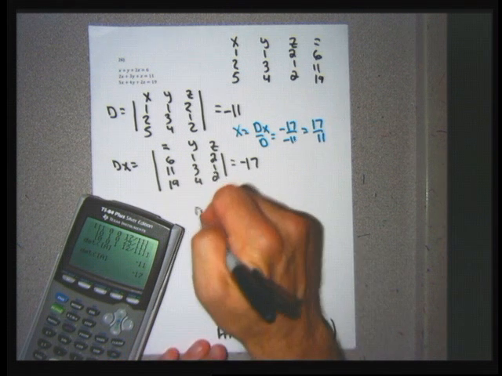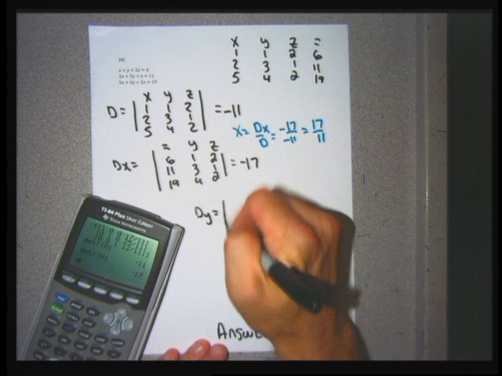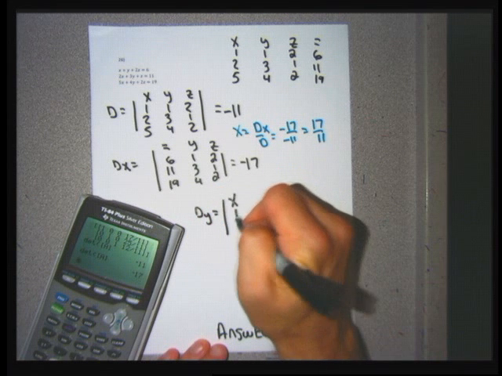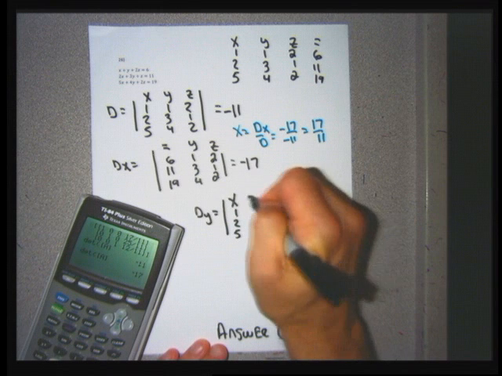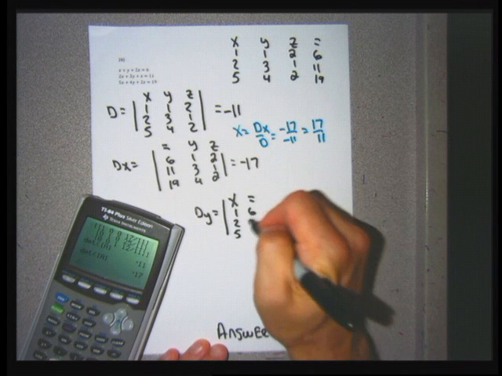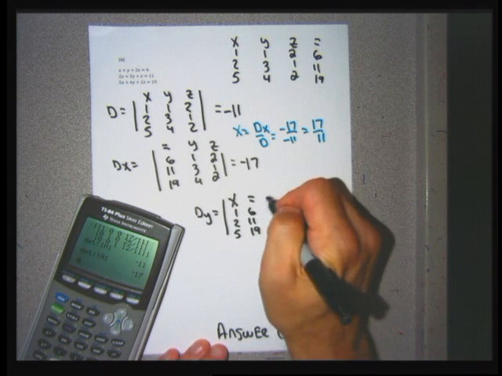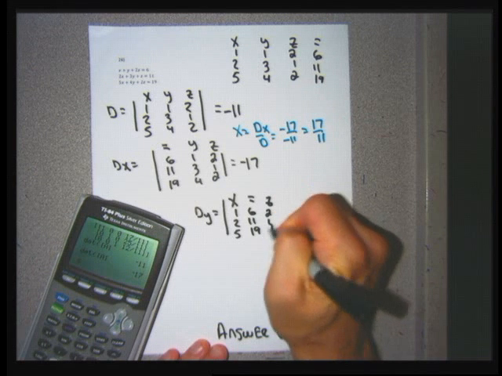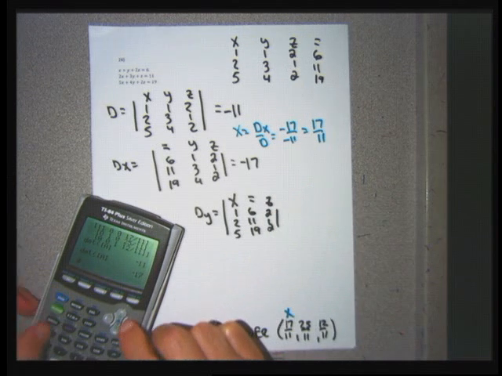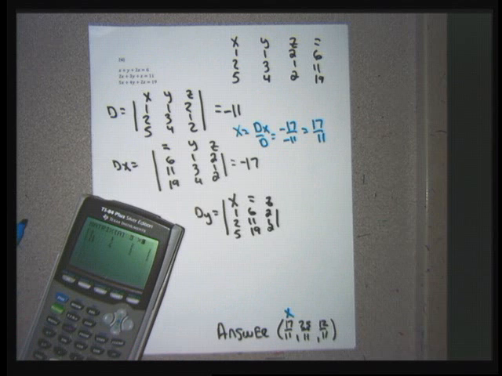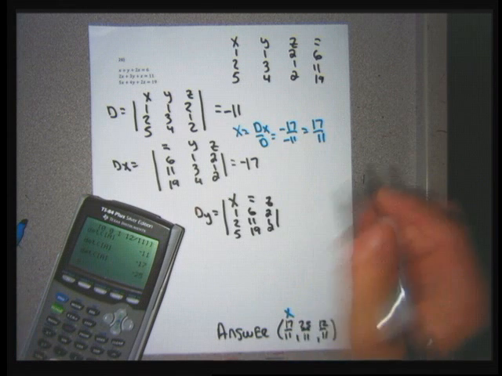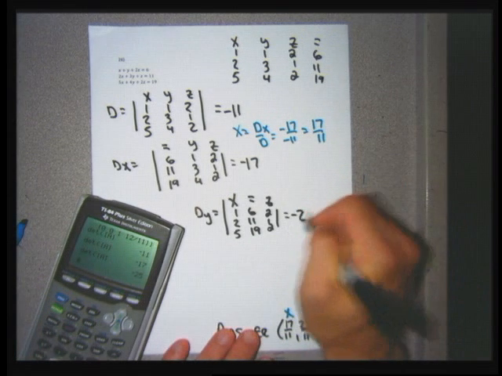The D sub y is going to have the x column, 1, 2, and 5. The equals column where the y was, 6, 11, and 19. And then the z column of 2, 1, and 2. So second matrix, edit, enter, enter, 1, enter, 6, enter, 2, enter, 2, enter, 11, enter, 1, enter, 5, enter, 19, enter, 2, enter, second quit, second enter, enter. This gives me negative 25.